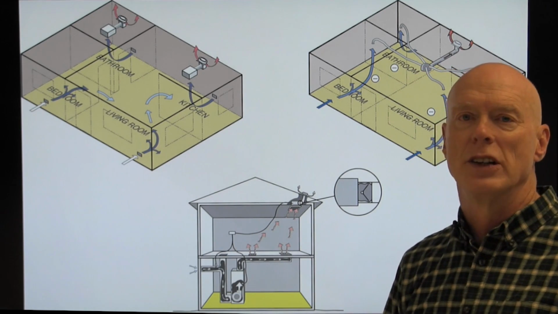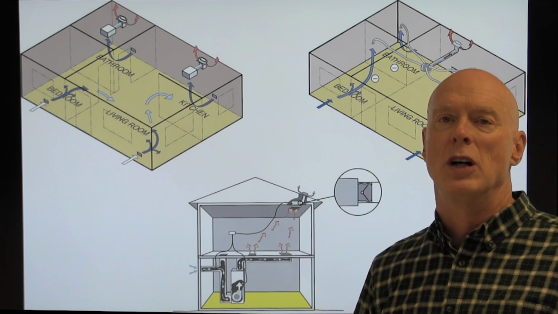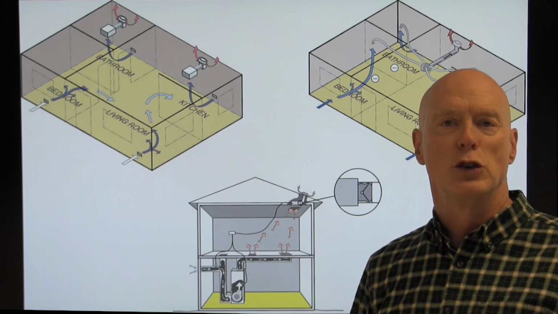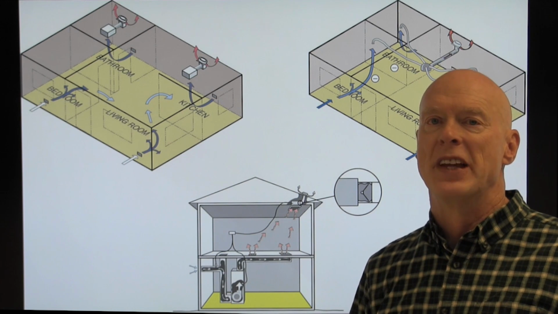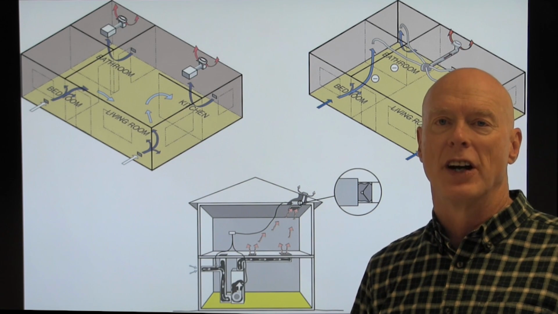So supply only systems and exhaust only systems have become more common than they used to be, and they are effective for homes that have a moderate amount of air leakage.